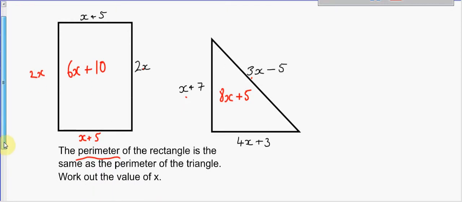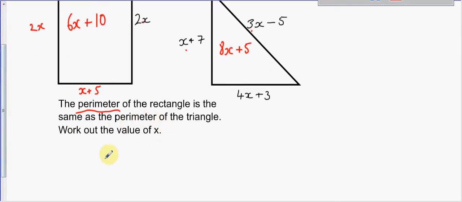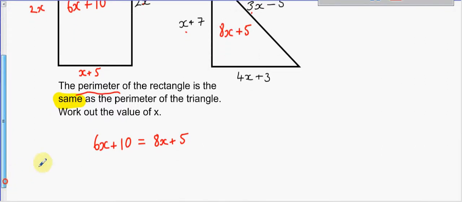Now, the perimeter of the rectangle, here's the perimeter of the rectangle, is the same as, and I really want to point attention to this, the same, where they use the word same, that's the key for writing the equal sign, and it's the same as the perimeter of the triangle. Here we are, 6x plus 10 equals 8x plus 5. Now if you can solve these, good. If you can't solve this sort of equation, you definitely need to work on that.